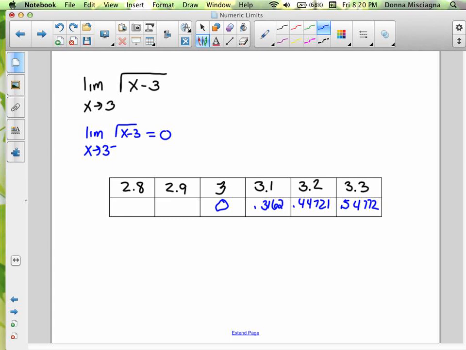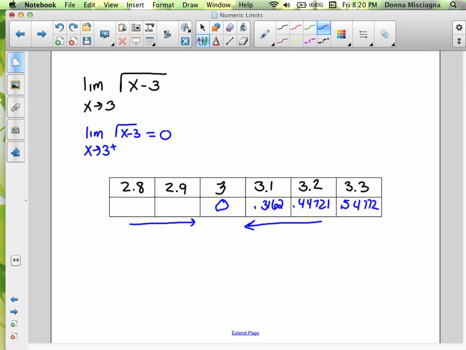I'm sorry, I put left. I'm sorry, the right. The limit of the square root of x minus 3 as x approaches 3 from the right. We're approaching from the right. These are values that are greater. This is our right-hand limit. Let's look at our left-hand limit.